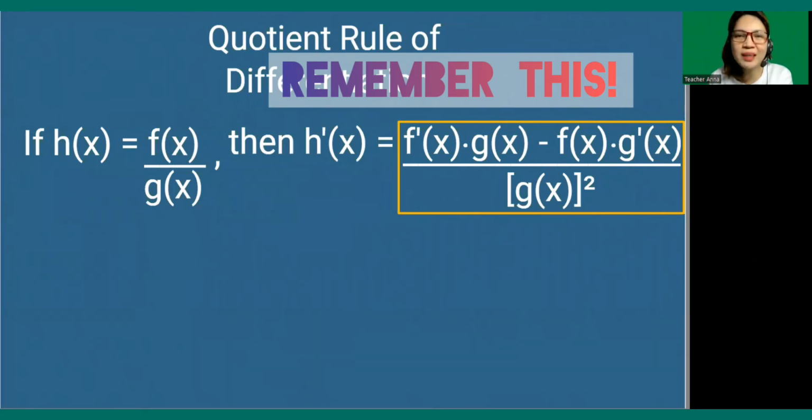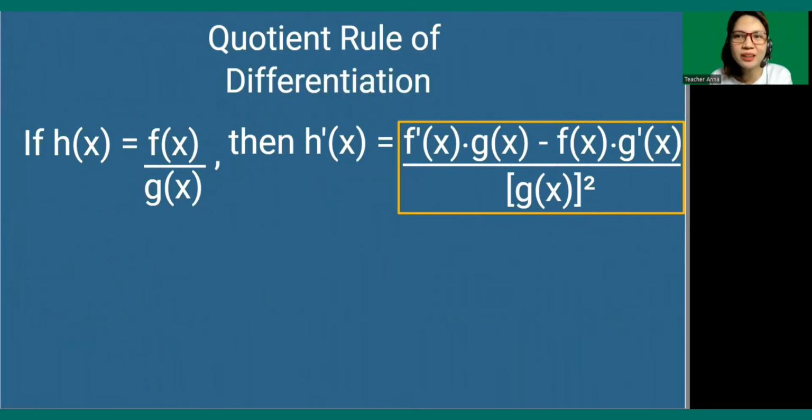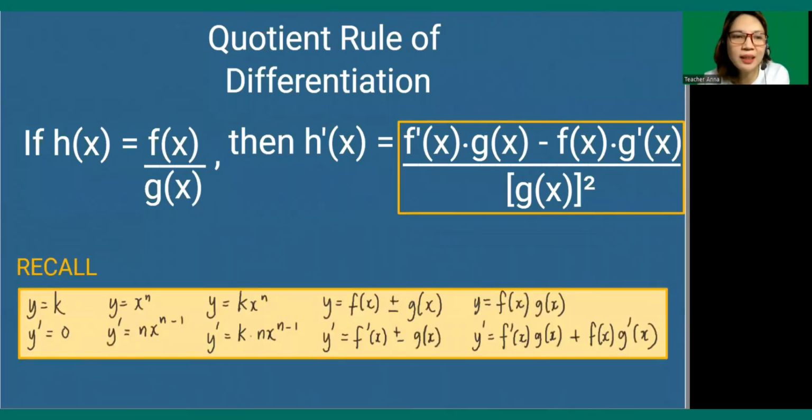Before we proceed to our examples, let us first recall some of the basic rules of differentiation. Let us recall that the derivative of a constant is 0. And then if we have x raised to n, we apply the power rule. The derivative will be n x raised to n minus 1. And then if we have y is equal to kx raised to n, or the constant multiple rule, we have y prime equals k times n x raised to n minus 1.